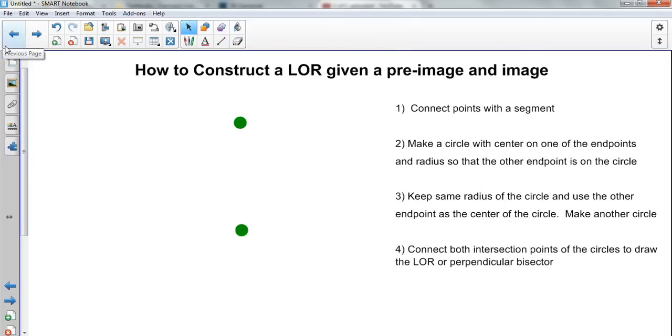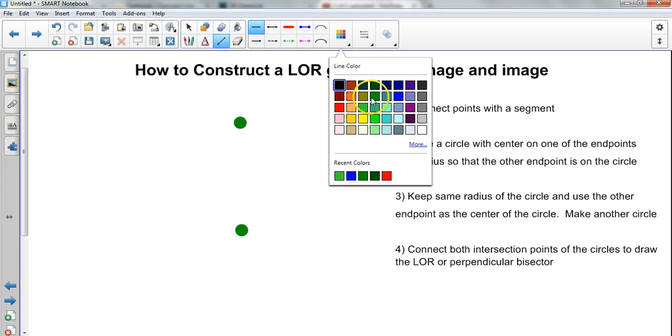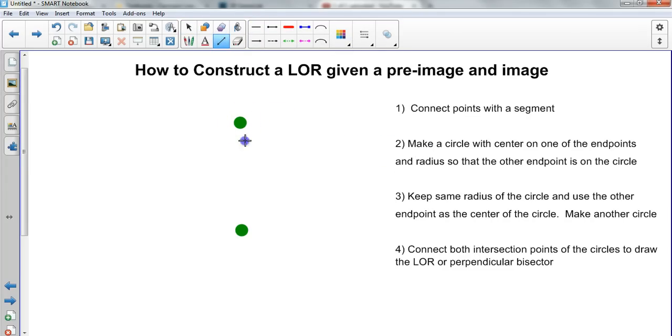Make sure you pause the video and get these 4 steps here of how to construct the line of reflection or perpendicular bisector of a segment. So first step says here, if we're given 2 points, then we need to connect them with a segment so that we have the segment that we're going to bisect perpendicularly. So here's my segment. Okay, step 2. Make a circle with center on one of the endpoints and radius so that the other endpoint is on the circle.